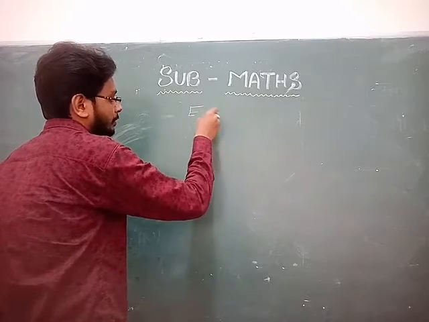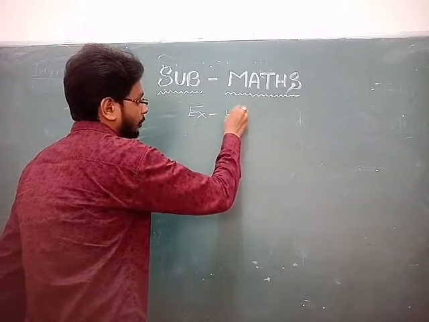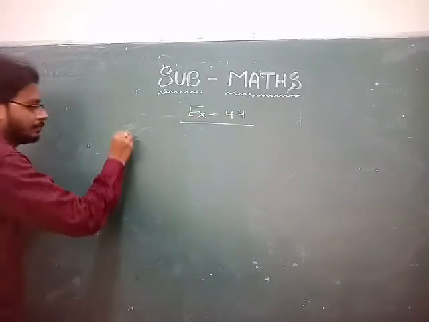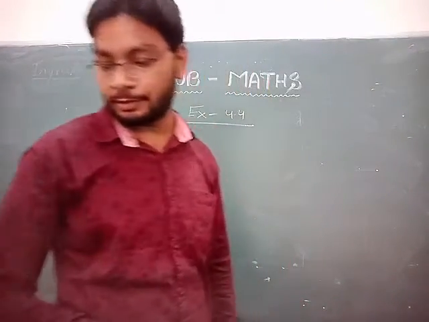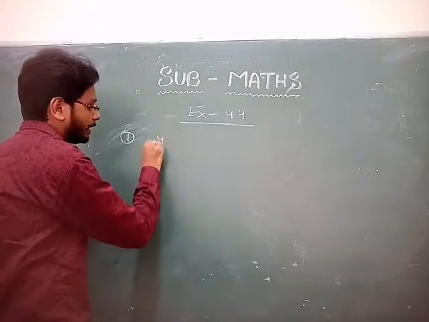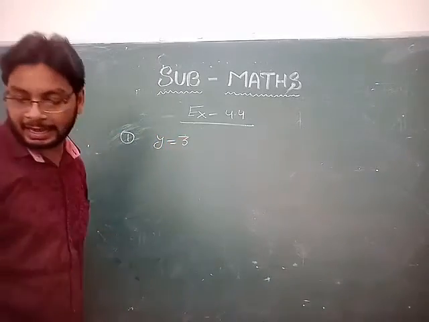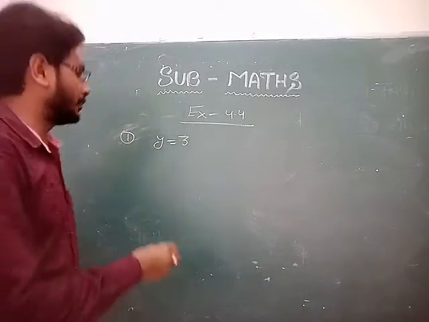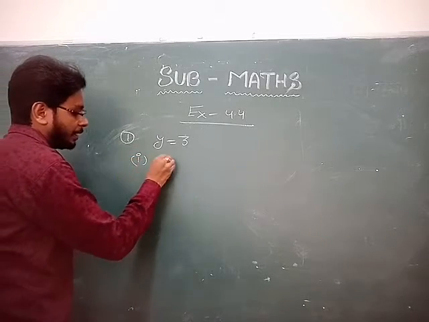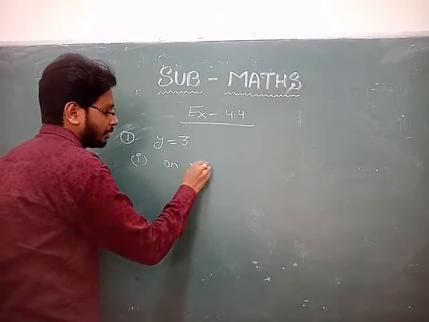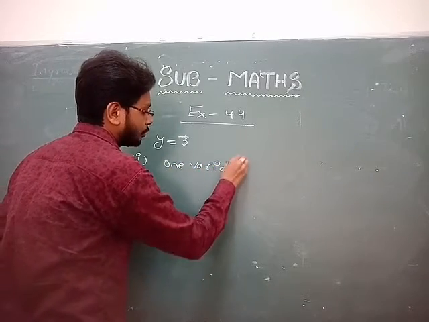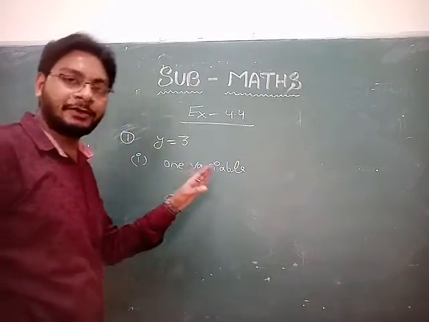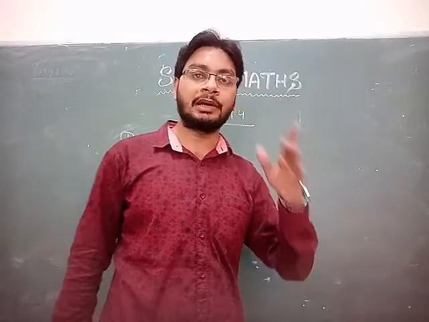Exercise 4.4, question number 1. In the first question, give the geometrical representation of y is equal to 3 as an equation in one variable. First part is in one variable. बच्चों आपको इसको किसमें रिप्रेजेंट करना है? वन वेरिएबल में करना है. वन वेरिएबल में करना बहुत इजी है.